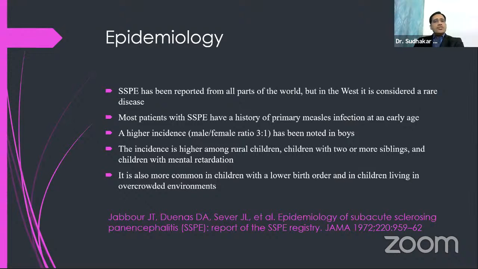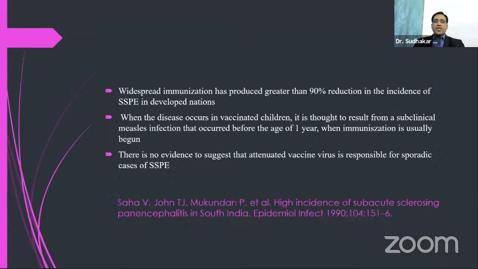Most patients of SSP have a history of primary measles at 1 or 2 years of age. It has been reported that the incidence is higher in boys as compared to girls, and the male-female ratio is usually 3:1. Incidence is higher among rural children, children with 2 or more siblings, and children with mental retardation. It is also commonly seen in children with lower birth order or those living in an overcrowded environment.